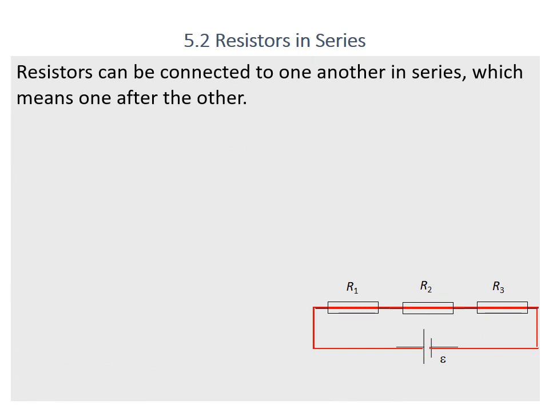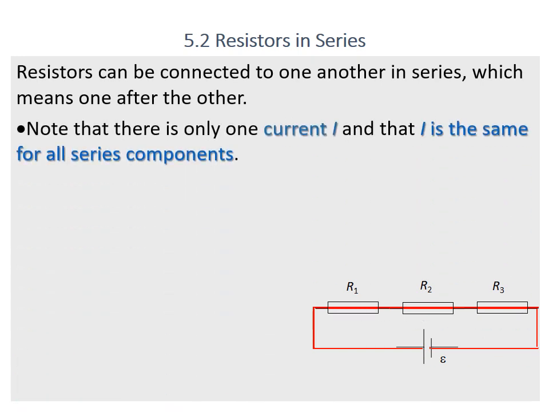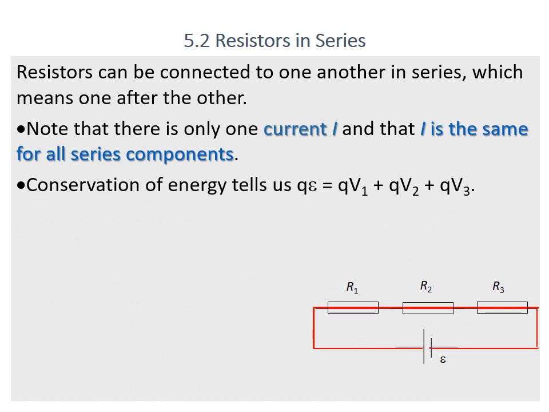Okay, so resistors can be connected in series, which means one after the other. There is only one flow of current, and that current is the same for all series components. Conservation of energy tells us Q times voltage. This symbol, epsilon, is a special symbol that's used for the voltage of a battery.